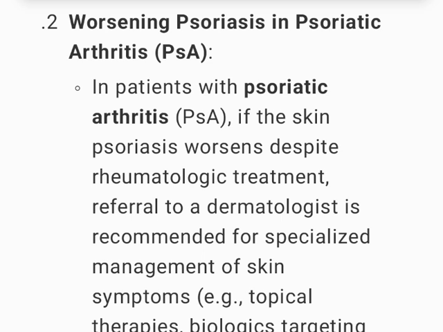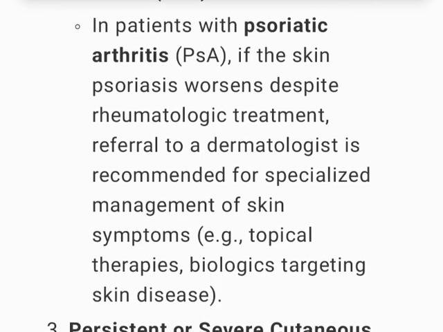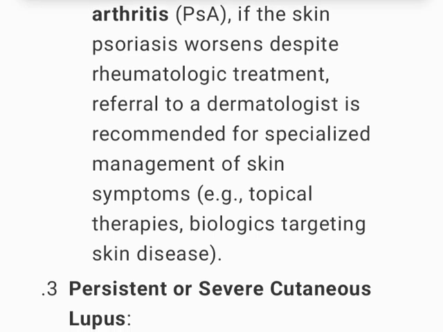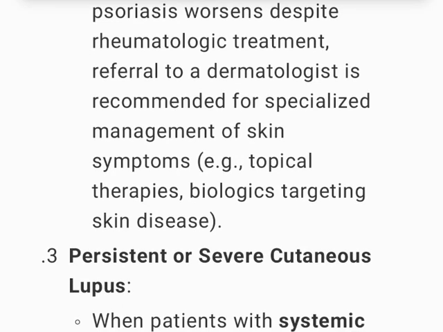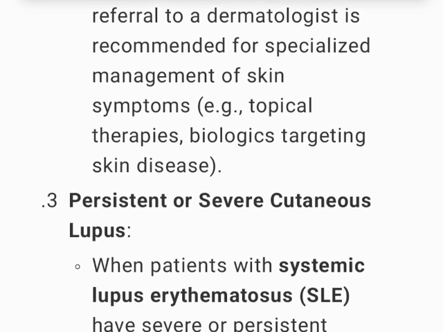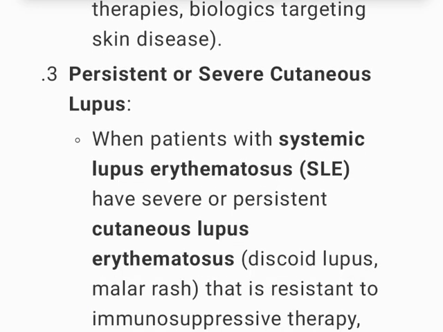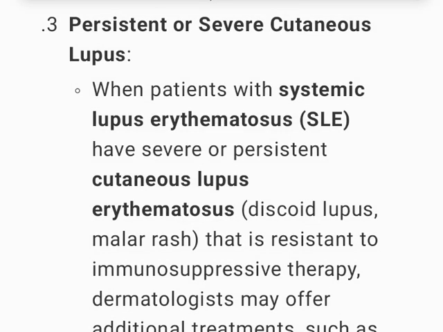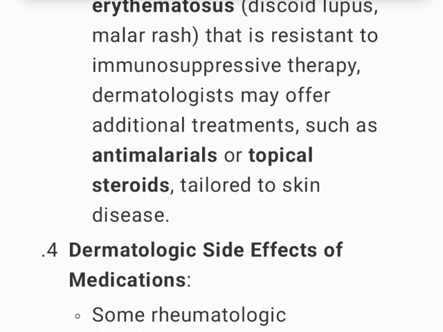2. Worsening psoriasis and psoriatic arthritis, PsA. In patients with psoriatic arthritis, if the skin psoriasis worsens despite rheumatologic treatment, referral to a dermatologist is recommended for specialized management of skin symptoms, e.g., topical therapies, biologics targeting skin disease. 3. Persistent or severe cutaneous lupus. When patients with systemic lupus erythematosus, SLE, have severe or persistent cutaneous lupus erythematosus, discoid lupus, malar rash, that is resistant to immunosuppressive therapy, dermatologists may offer additional treatments, such as antimalarials or topical steroids, tailored to skin disease.